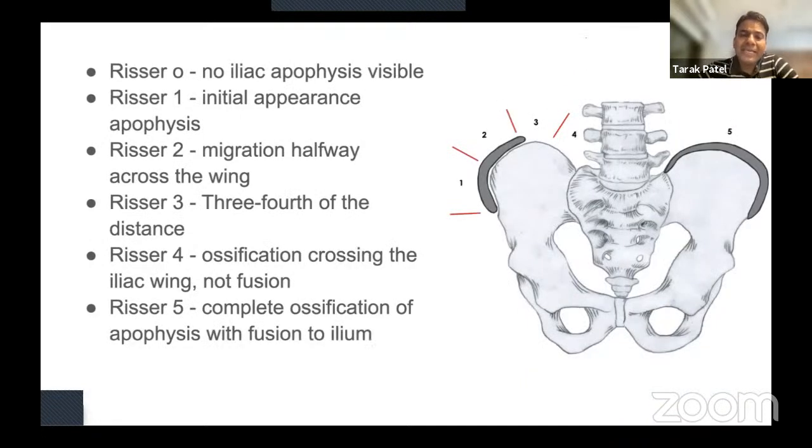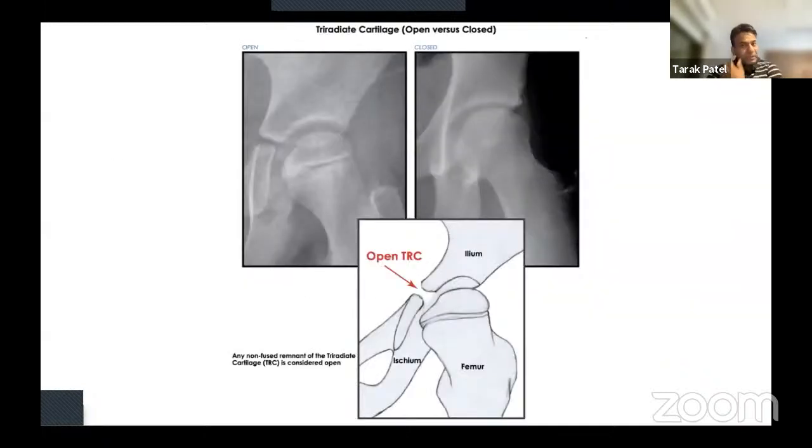The Risser sign is utilized basically to find out the probability or the rate of curve progression. So if it is Risser 0, where there is no iliac apophysis, we can consider there is lots of growth potential left. And if it is Risser 5, where there is a complete ossification of the apophysis with fusion to the ilium, then the growth potential is definitely not that much. Similarly, triradiate cartilage, if it is open, still there is some growth left, and if it is closed, then we can consider that the patient is going towards maturity.